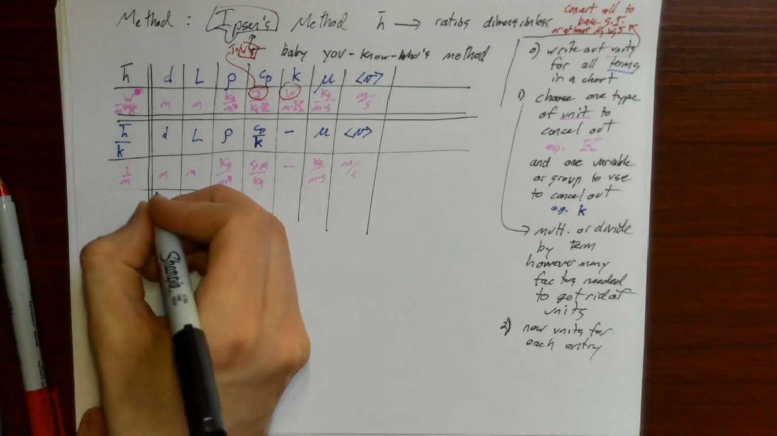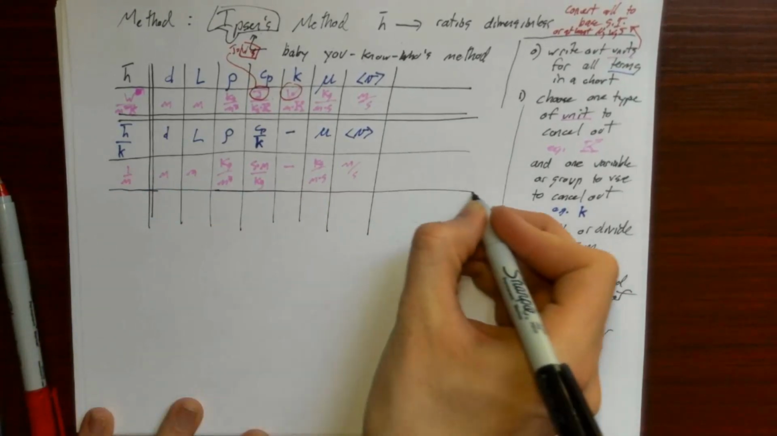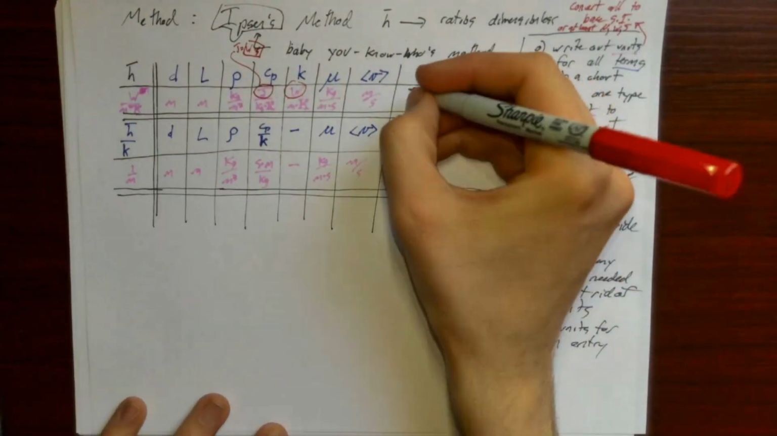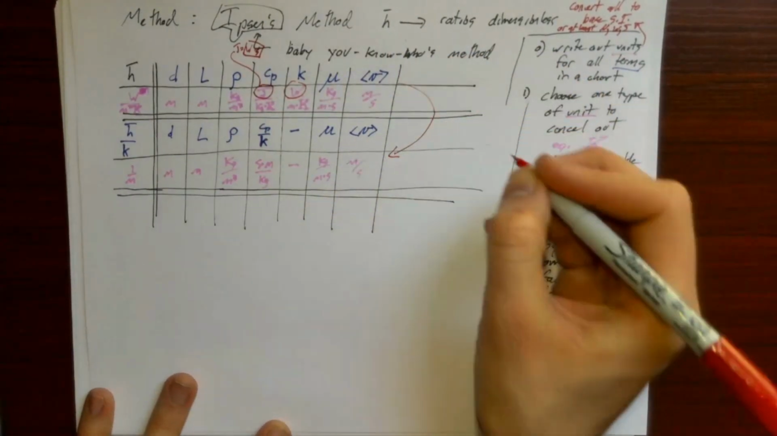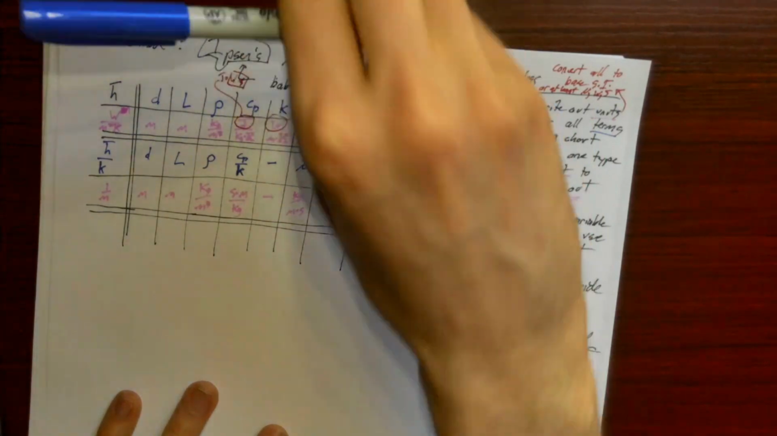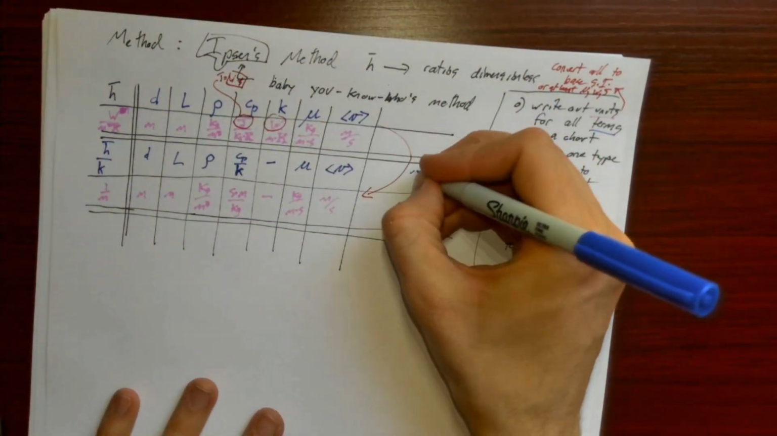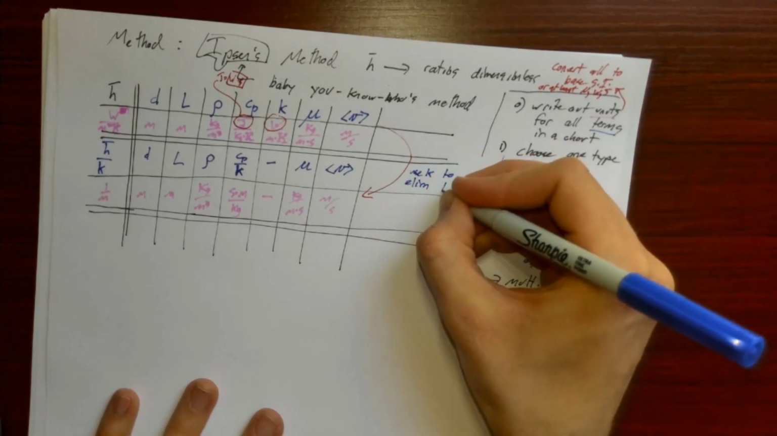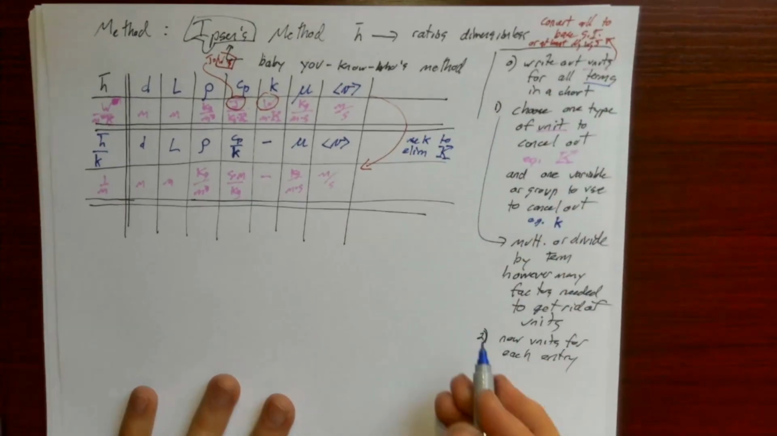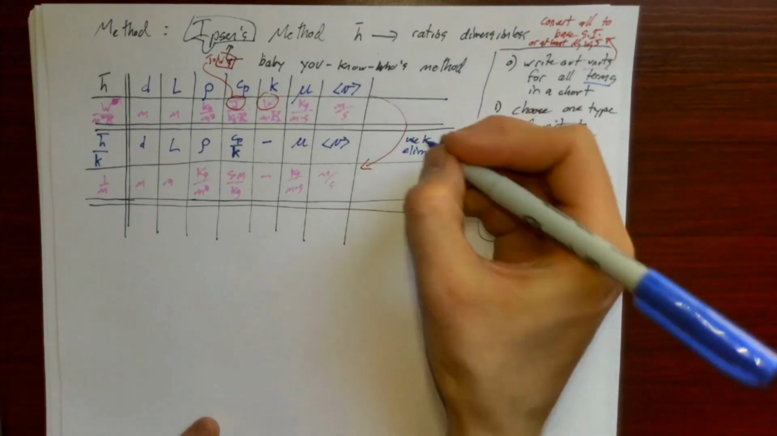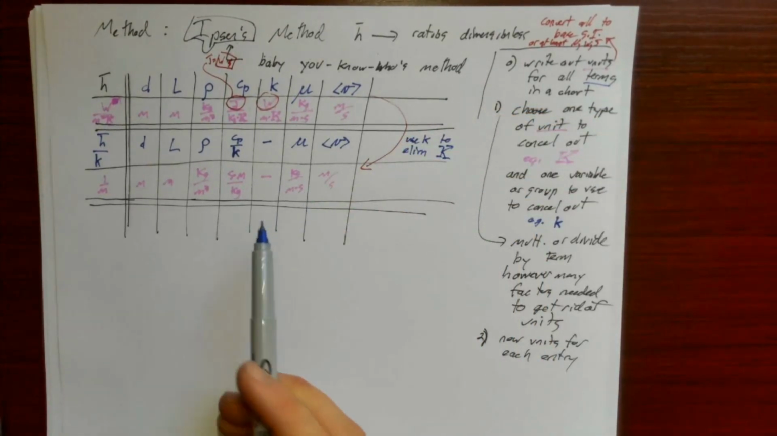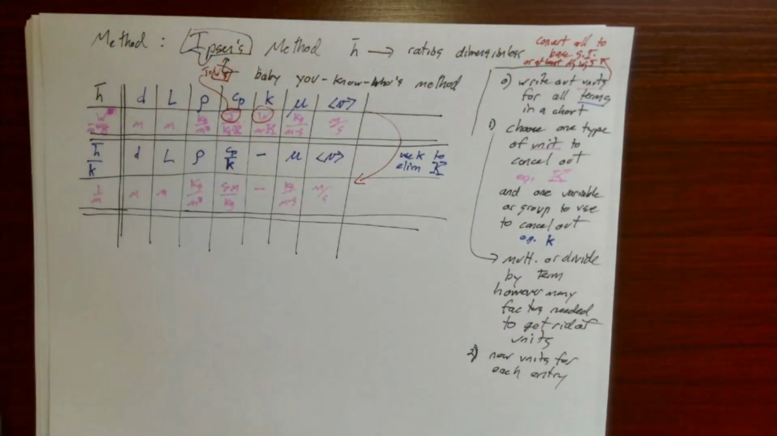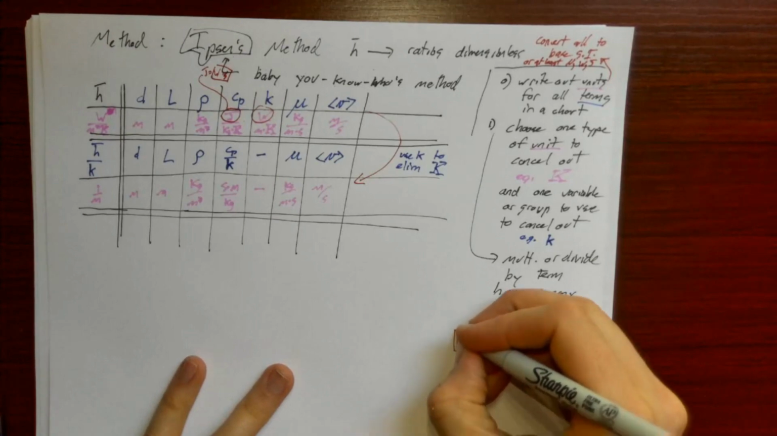And oftentimes what I like to do, just so I can keep a record of how I went from one step to the next, is write out here what I used to cancel out what. So use K to eliminate Kelvin: use thermal conductivity to eliminate Kelvin, just as a note to myself to keep track of what I used. But our process is not done. So new units for each entry. Then we go back.